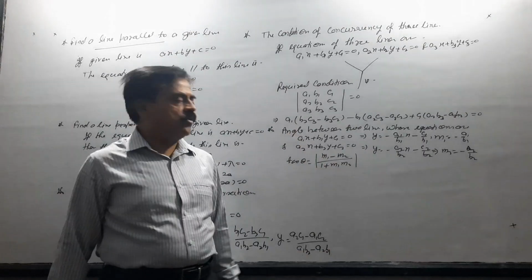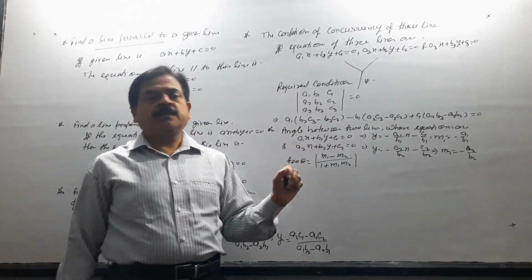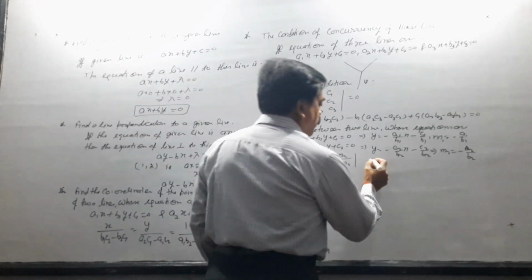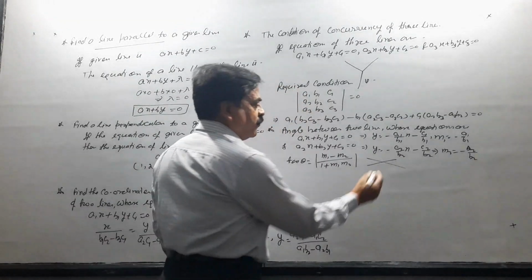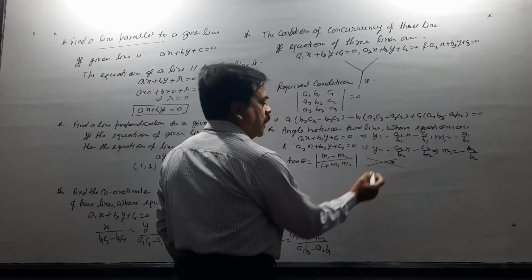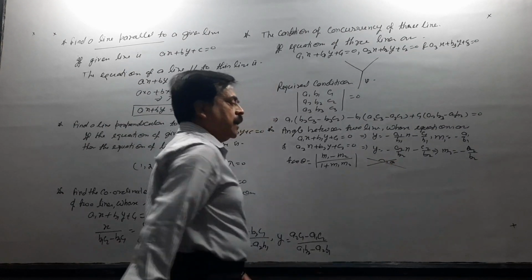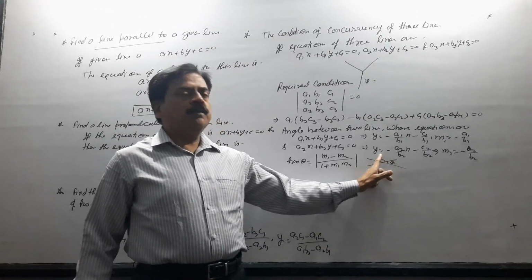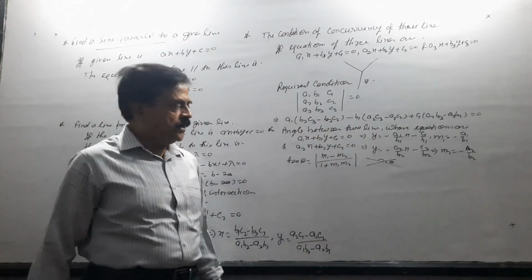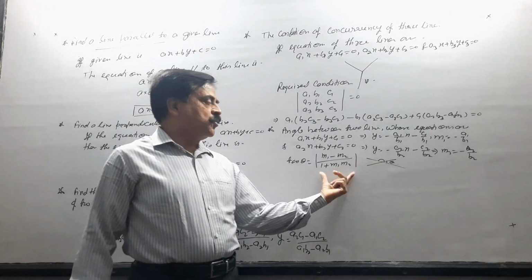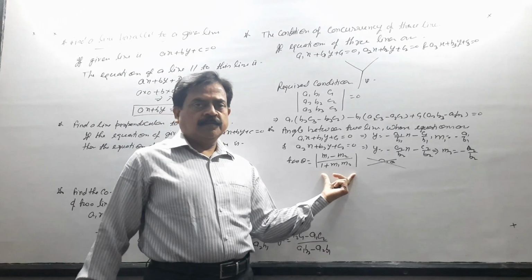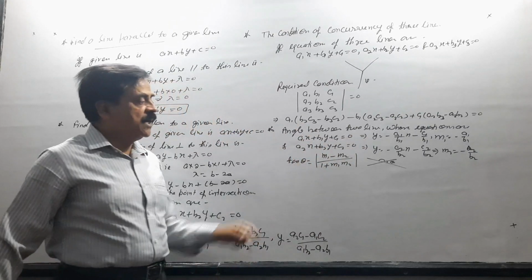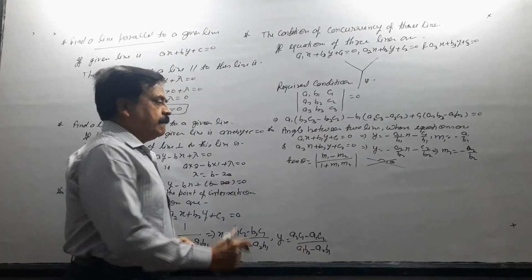Mod means positive value of tan theta, and positive value of tan theta will provide acute angle. Acute angle means if two lines intersect, then we find one acute angle and other obtuse angle. If we have the value of acute angle as 30 degree, then obtuse angle will be 180 minus 30, that is 150 degree. So both angles may be obtained. This will provide us acute angle because of this mod. Mod means positive value, and positive value gives you acute angle.